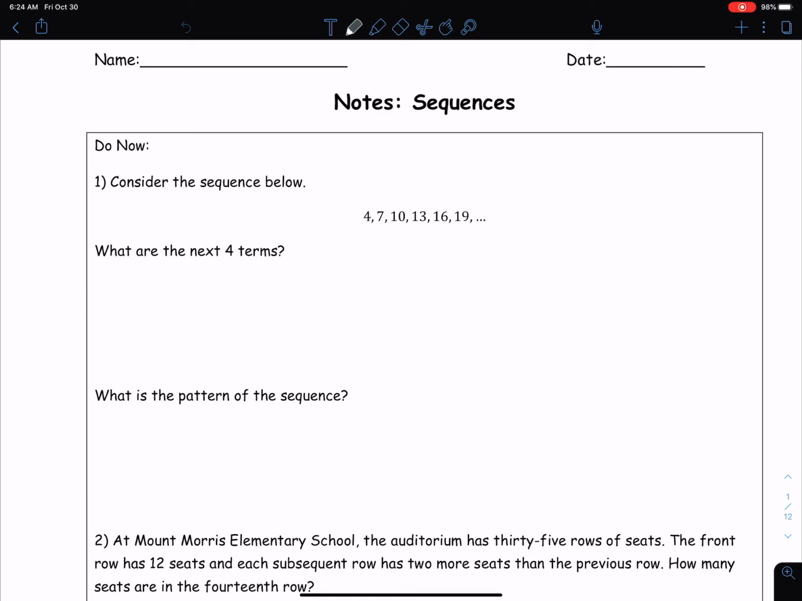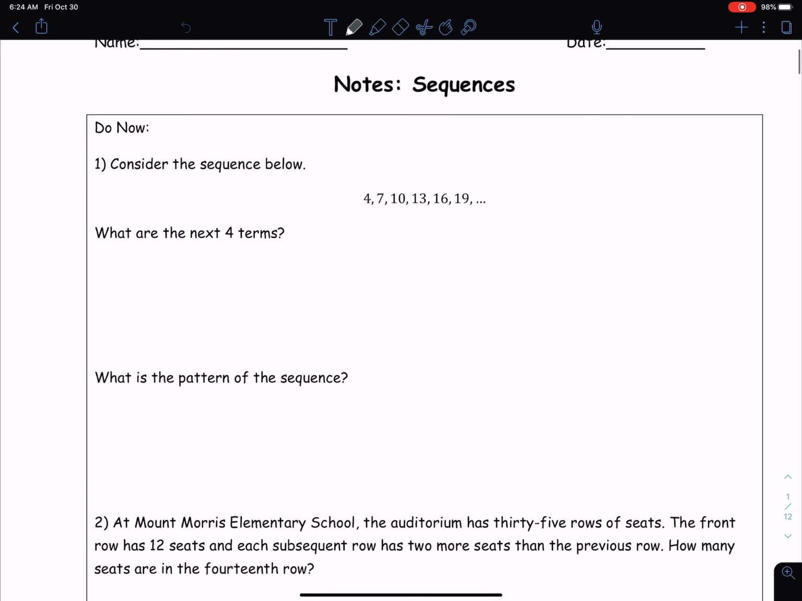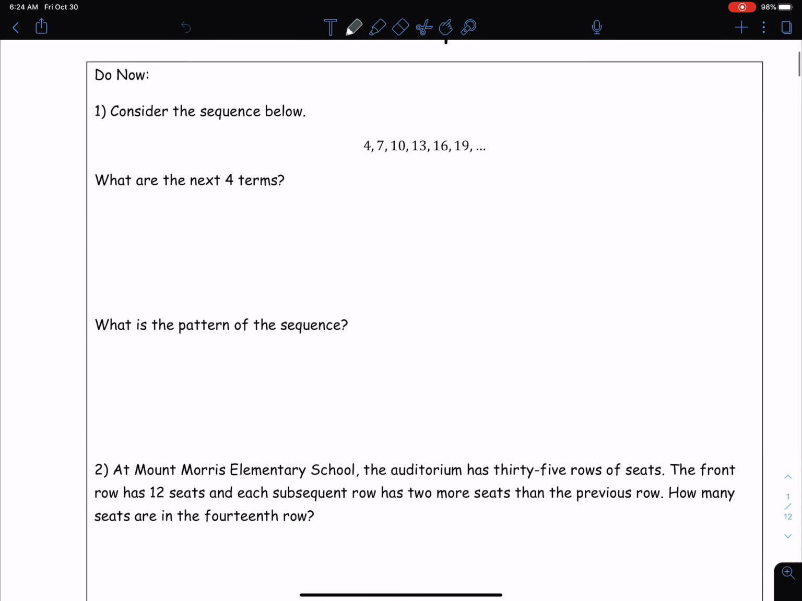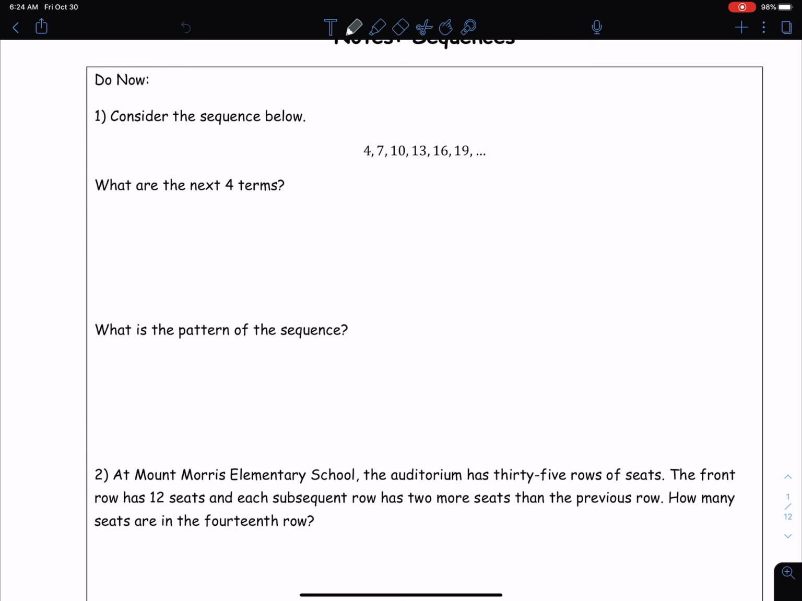Today we're going to start talking about sequences. So just getting mostly the vocab down and what a sequence is. So I want you guys to take probably about 5 minutes. Do the do now, do number 1 and number 2. Pause the video and play it once you're done.